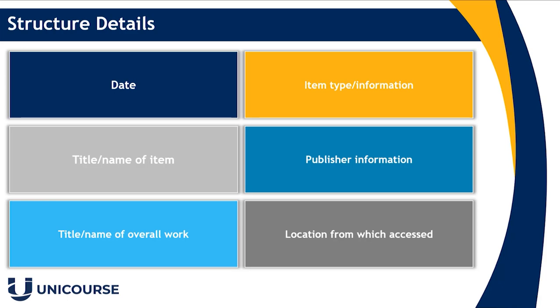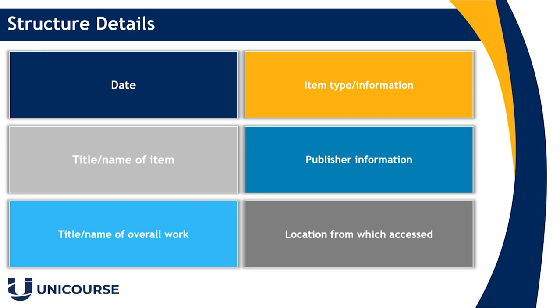Next is the title or the name of the item. This is the title of the specific item that you've cited, basically. Now, the title of the overall work doesn't link to all different types of sources, but this is the title of the overall work in which the item was cited or appeared. So an example could be an edited book from which you've used a chapter, or a journal from which you've used an article. So often it is the case that journals come in volumes, and there can be different titles for each volume.